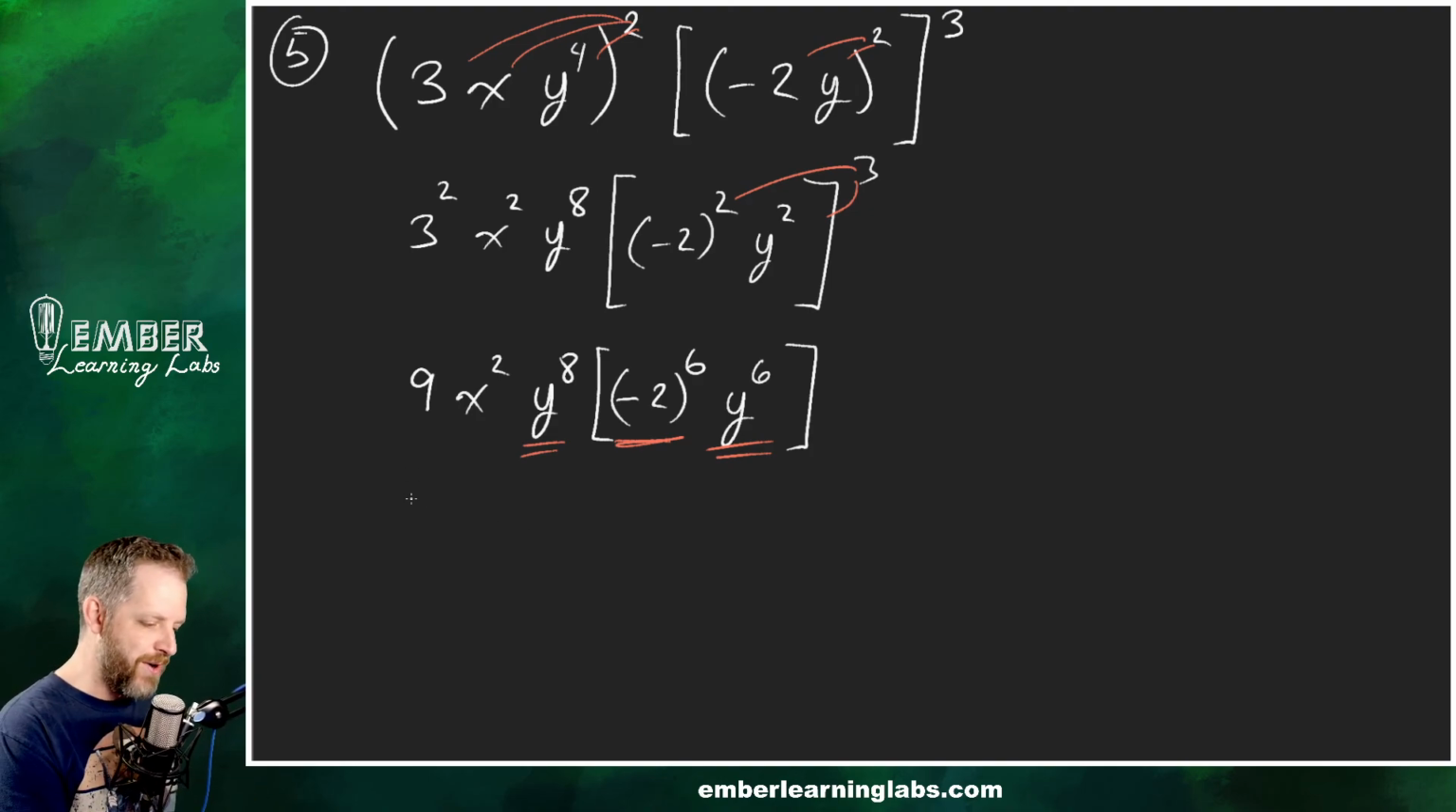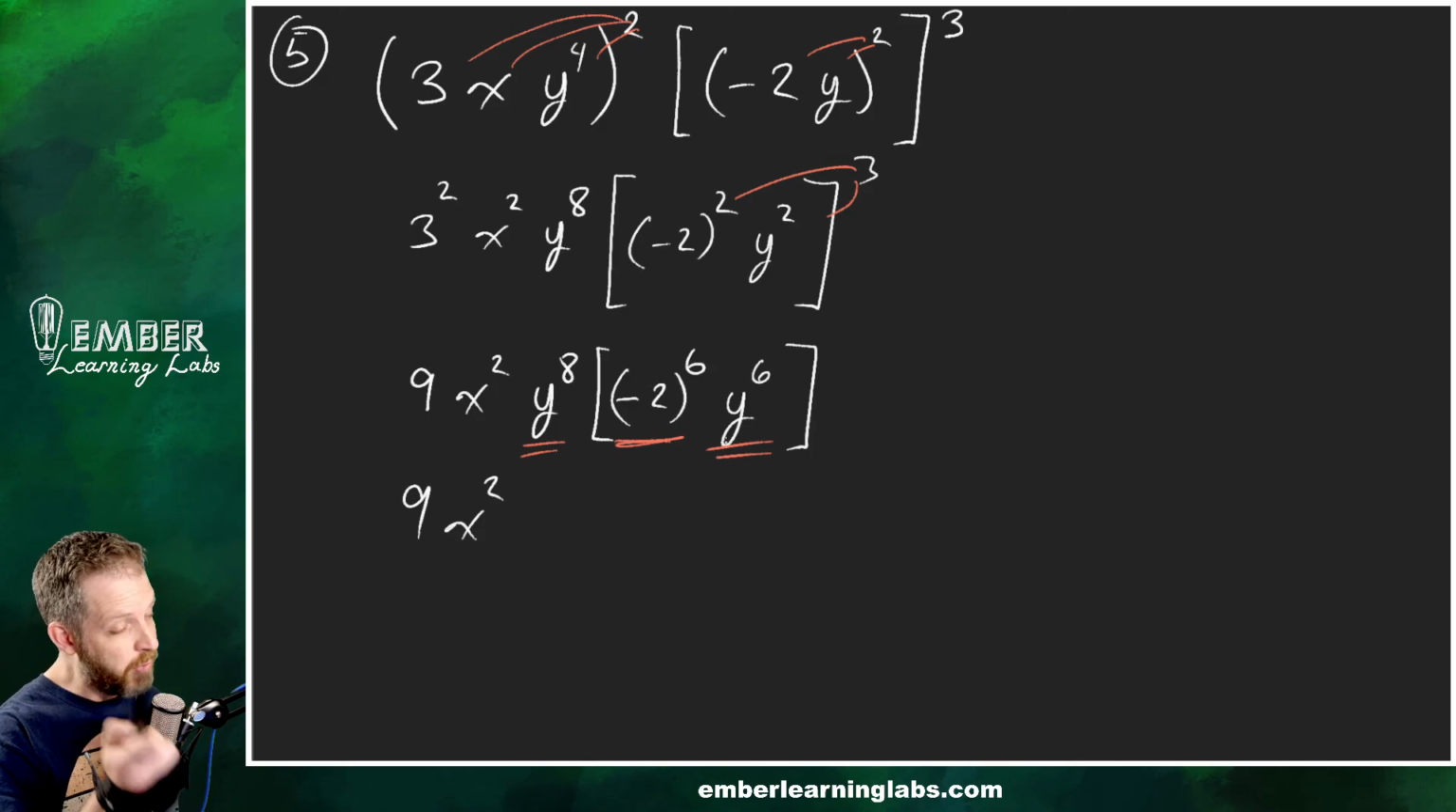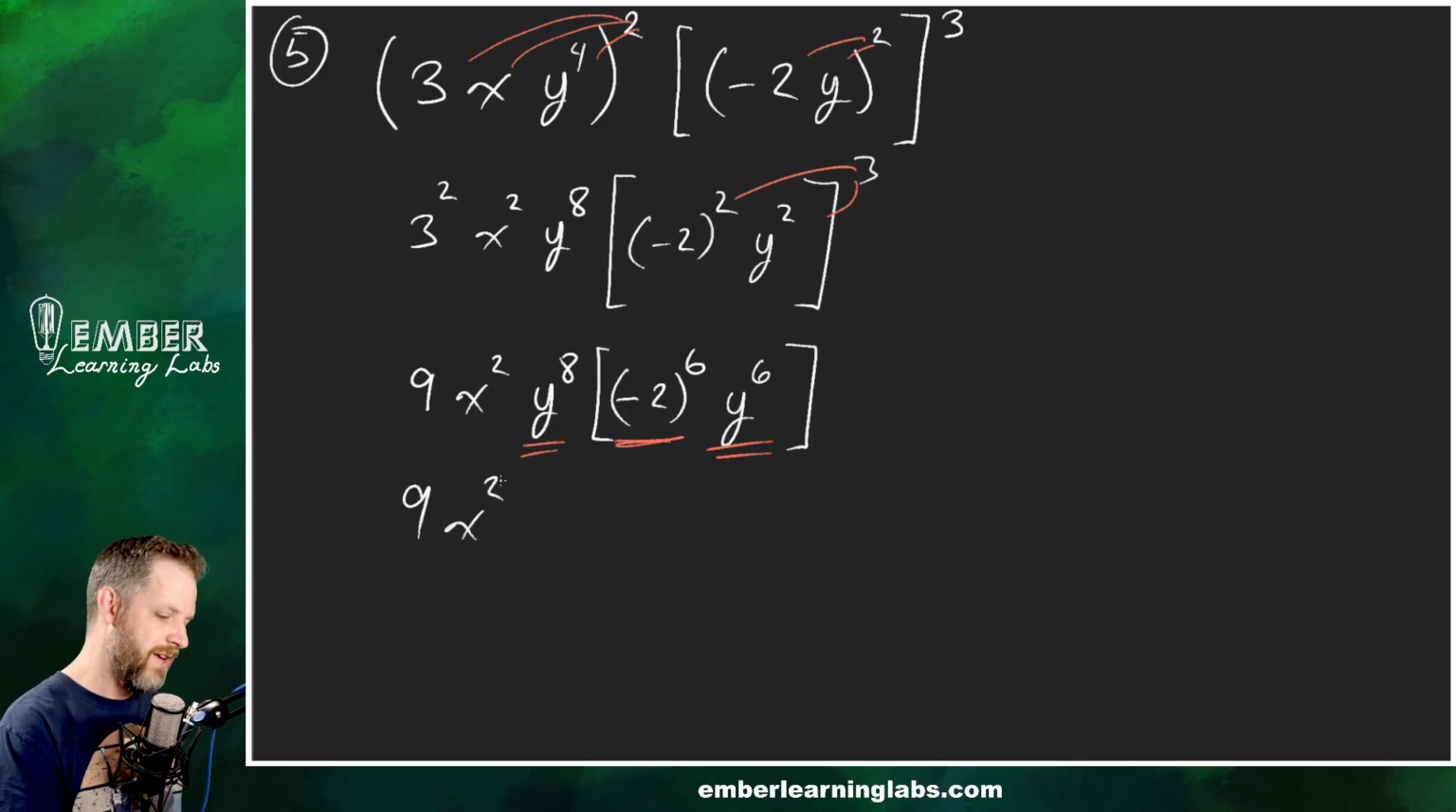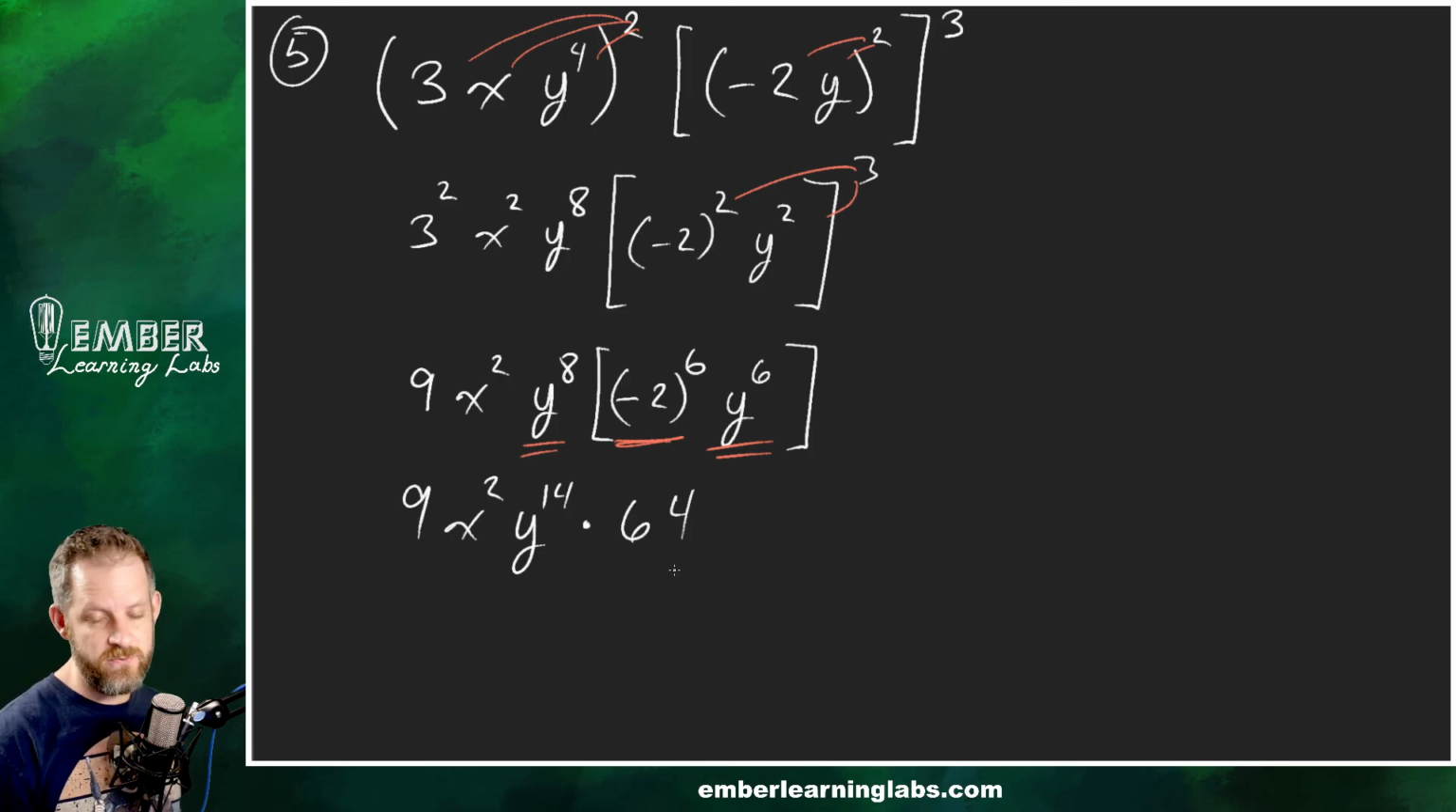All right, so we're going to bring down 9 because we're not going to touch it. We're going to bring down x squared because we're not going to touch it. And then y to the 8th times y to the 6th. We add the exponents, which you should have put in the comments already. Just saying. Is y to the 14th. And then times 64. Negative 2 to the 6th is 64.